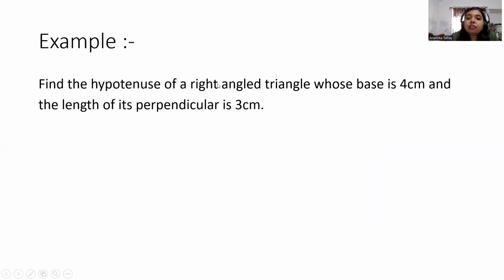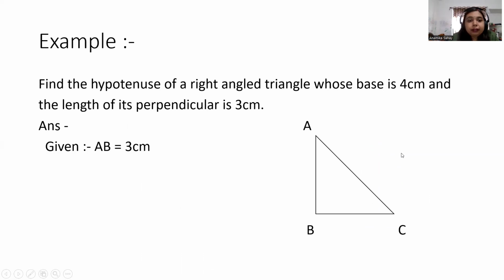Find the hypotenuse of a right angle triangle whose base is 4 cm and the length of its perpendicular is 3 cm. First of all, we will draw a triangle. What is given? We have to find the hypotenuse of a right angle triangle whose base is 4 cm and perpendicular 3 cm. Base means BC. BC is given as 4 cm. AB, the perpendicular, is given as 3 cm. AB is equal to 3 cm, BC is equal to 4 cm. We have to find AC.